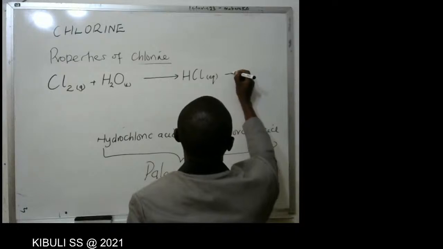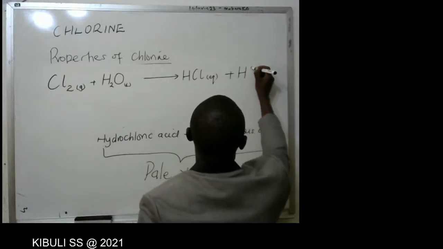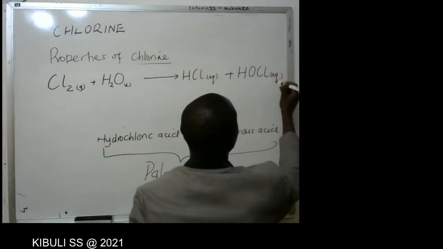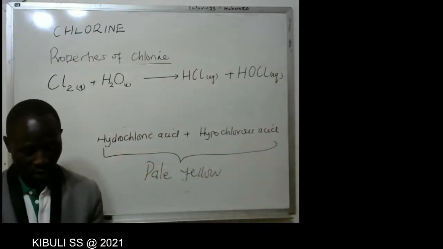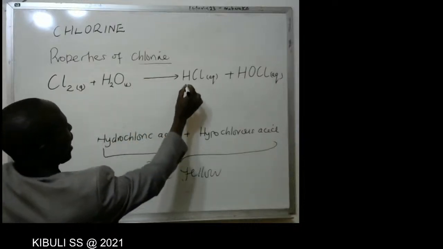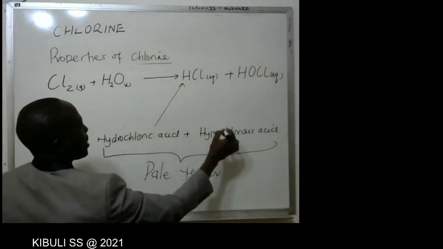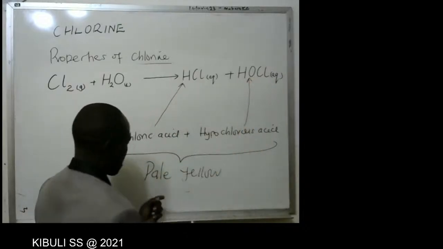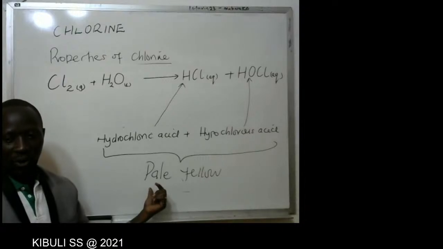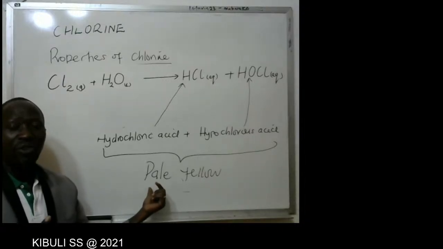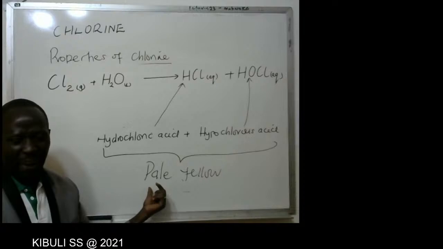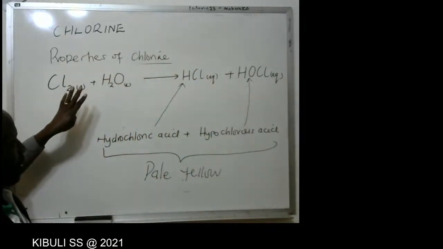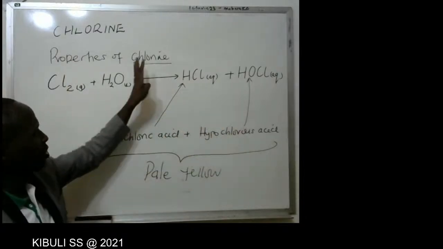The second compound given here is hypochlorous acid. The word acid means also in solution, so that is aqueous. So this is hydrochloric acid. This one is hypochlorous acid. And this mixture appears to be pale yellow in color, the color of urine. Pale yellow. So this is what we are calling chlorine water. So this is a chemical property shown by chlorine.